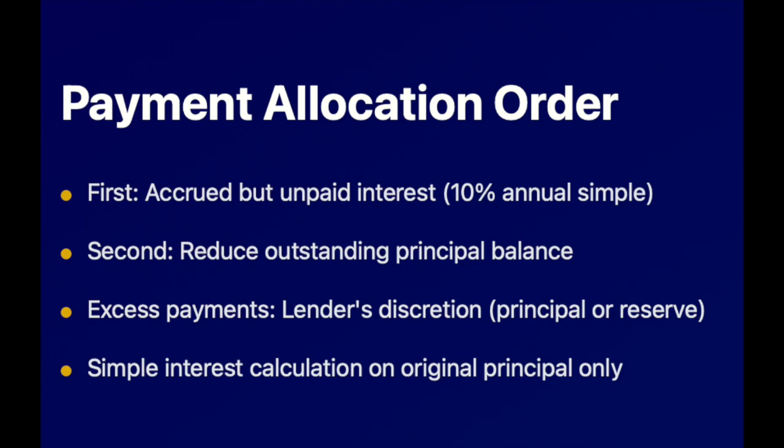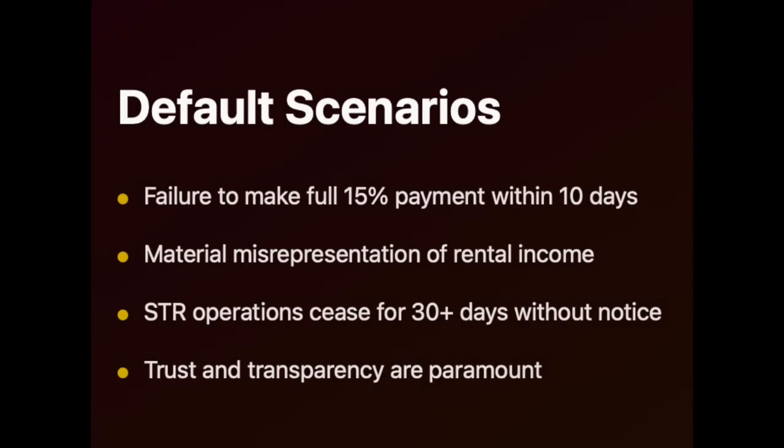Now, let's pivot to the downside. What happens if things don't go according to plan? What if the income dips or stops? The agreement outlines very specific events of default. These include some crucial points, like the assigner failing to make that full 15% monthly payment within 10 days of its due date. That's a tight window. 10 days, yeah. Or if they materially misrepresent the amount of rental income they've actually earned.